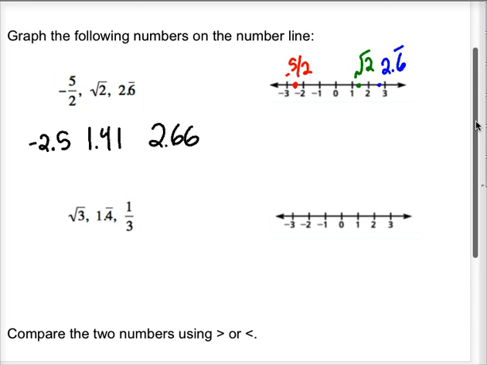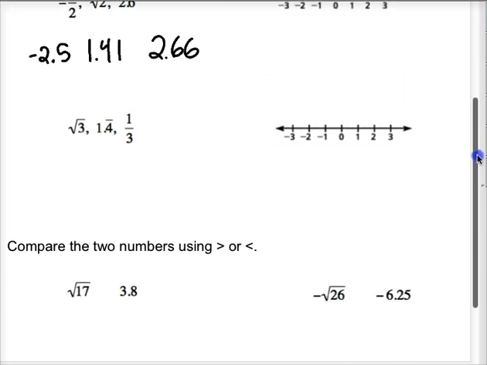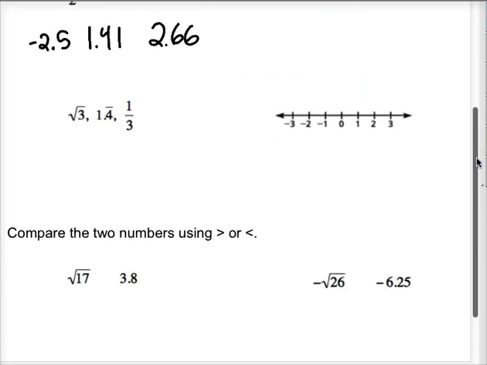And that's how you can put them on a number line. All right, let's do another quick one to practice. Again, any number that is not in decimal form, you want to put in decimal form. So that square root of 3, I'm going to call 1.73. 1.4 repeating, we're going to round off to 1.44. 1/3, we're going to call 0.33.